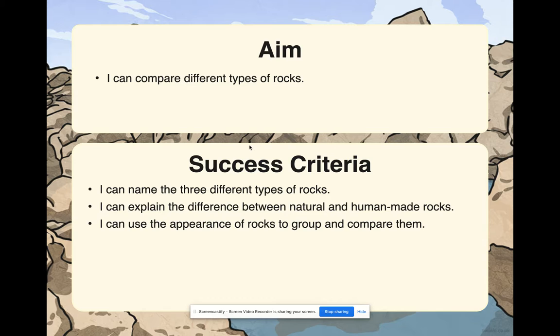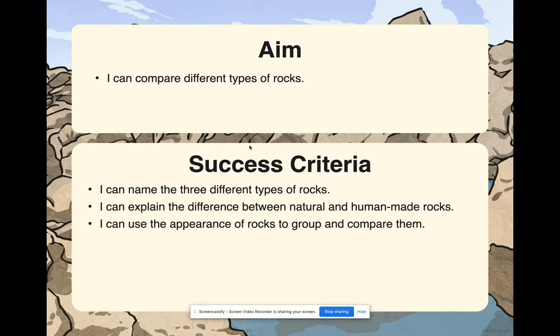So by the end of our complete lesson on rocks, you're going to be able to tell me the three different types of rocks. You're going to be able to tell me the difference between natural and human-made rocks, and you're going to even be able to compare them by appearances and see which group of rocks they belong to.